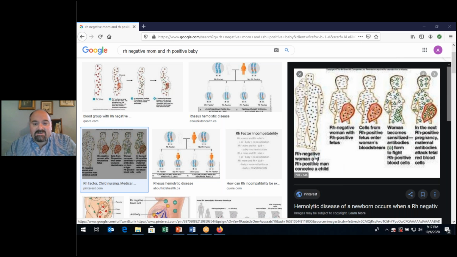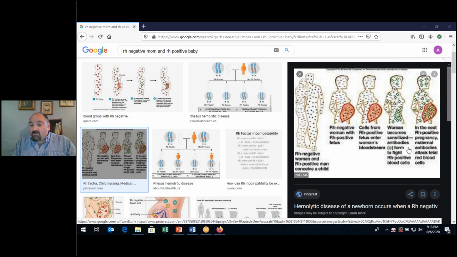You'll see, so an Rh negative woman and an Rh positive man conceive a child. The Rh negative woman can have a possibility of having an Rh positive fetus because dad is positive. So that's a possibility genetically. Okay. Now, the cells from the Rh positive fetus can enter the woman's bloodstream, and the woman can become sensitized to these Rh positive red blood cells because she doesn't have them, right?